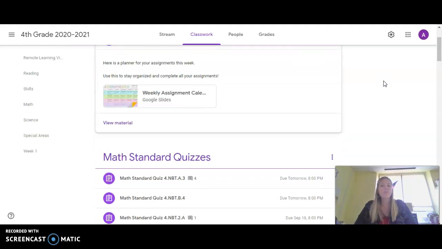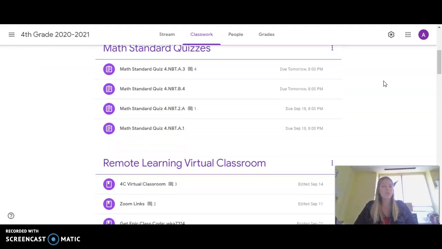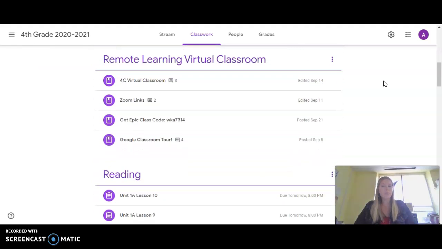These math standard quizzes, they will usually have 1 to 2 a week. They are required. They must be completed. This is a form of us assessing them so we know what they do understand and what they don't.